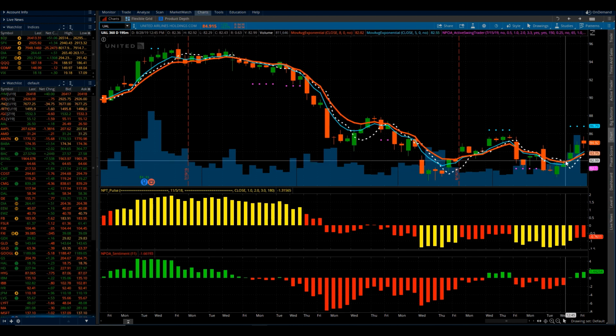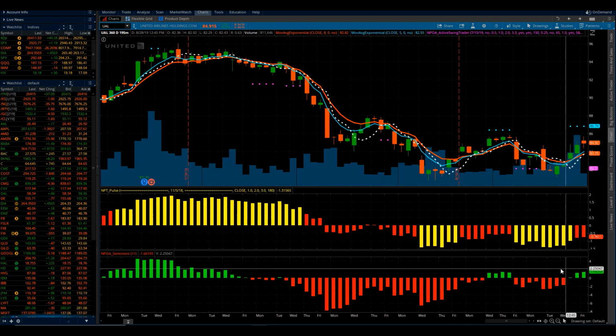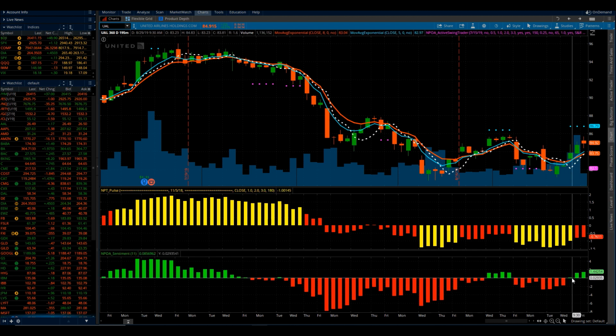Now, we got added confirmation here just over the past few days because our sentiment indicator, that's the histogram down at the very bottom of the chart, just went from red to green. We just went from a bearish mode to a bullish mode when that indicator went green. That's confirming price action's ready to continue to move to the upside.